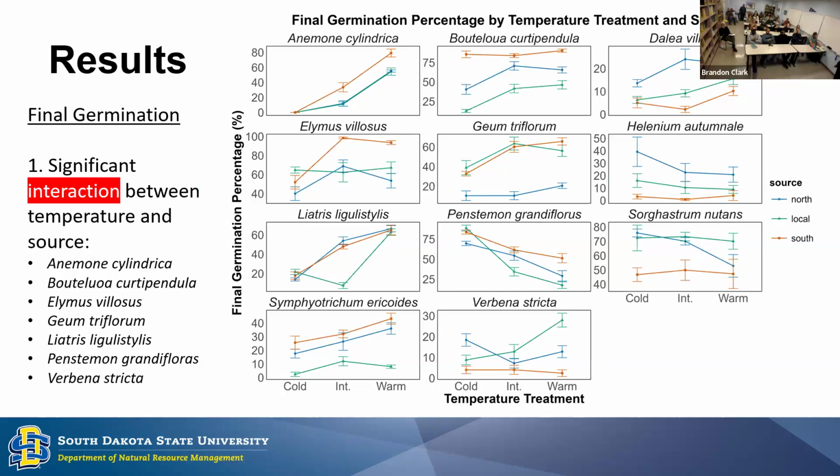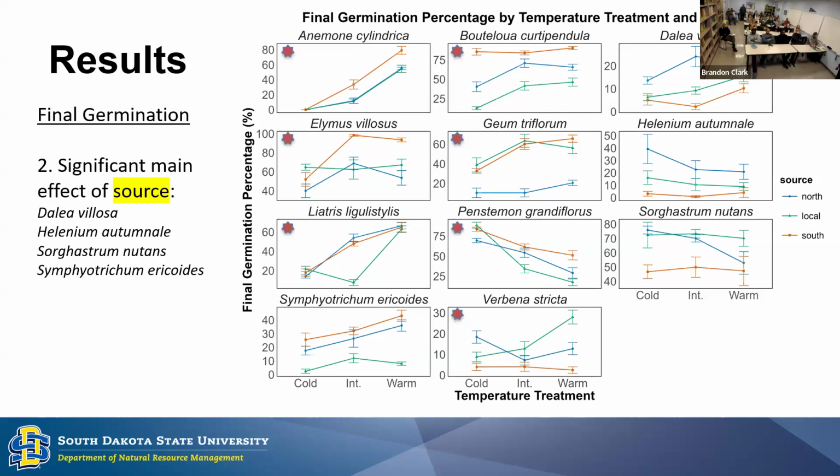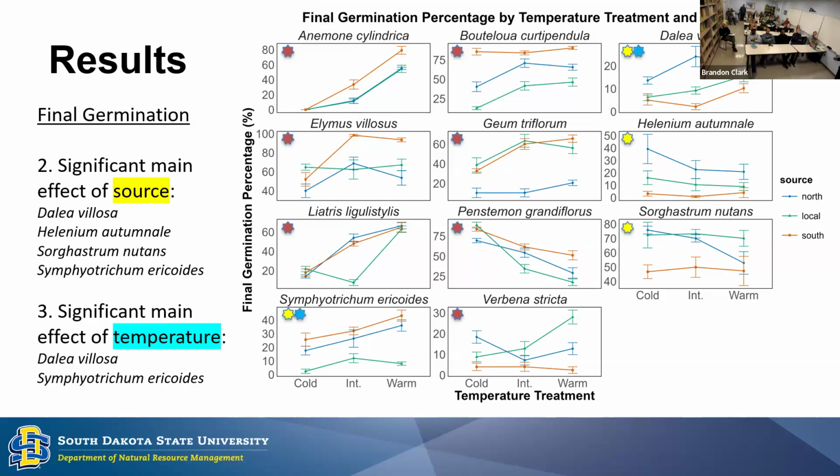So the results of what I found was there's a significant interaction between temperature and source for final germination in 7 of the species included out of the 11. Of those species that did not have interaction effects, 4 saw main effects of source. You can see that visualized by those lines separating themselves, and then the interactions having crossing slopes like that. And 2 species had significant main effects of temperature.